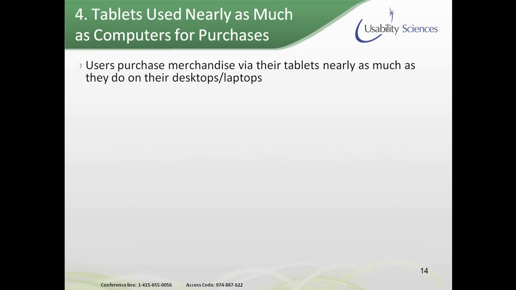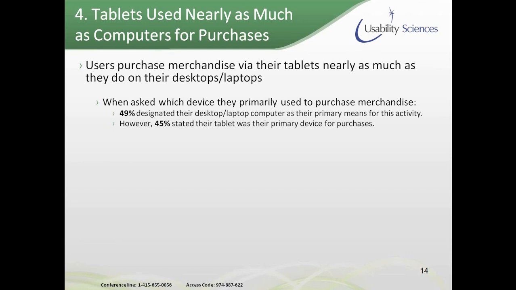Another interesting fact that we were able to pull was that in terms of actual merchandise purchases, users use their tablets nearly as much to make online purchases as they do their desktop or laptops. When we asked users which device they primarily use to purchase merchandise, 49%, about half, designated their desktop or laptop computer as their primary means for making purchases online.